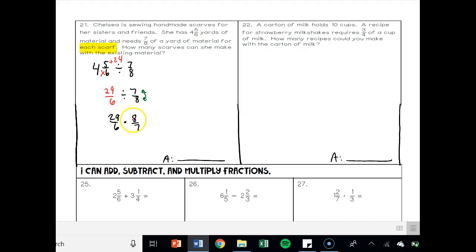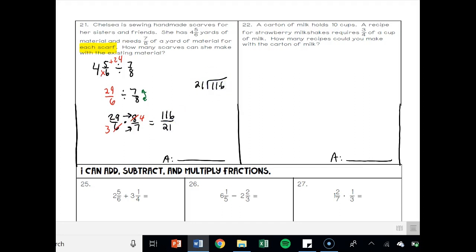I can divide by 2 here, so 8 divided by 2 is 4, 6 divided by 2 is 3, and now I just multiply straight across. All right, so 29 times 4, let me help you out, gives you 116, and 3 times 7 gives you 21. So how many times does 21 go into 116?